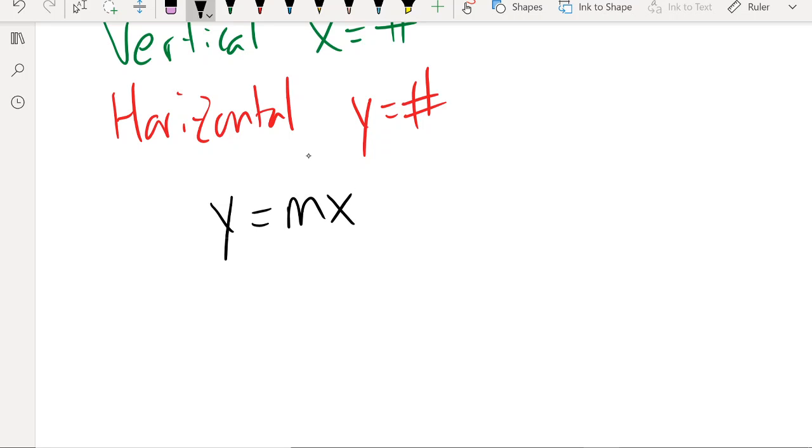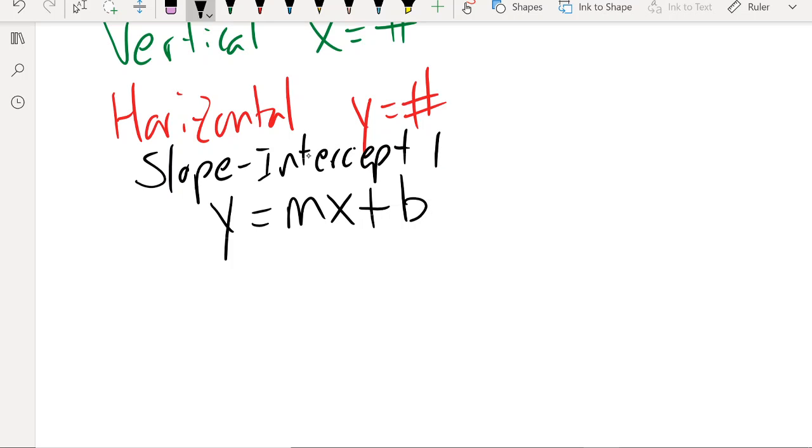If you've talked about lines at all and graphing lines, regular sloped lines, meaning it's tilted, then you've come across this formula. This is called the slope-intercept form. It's called slope-intercept form because it gives us exactly that. It gives us the slope, m equals slope.